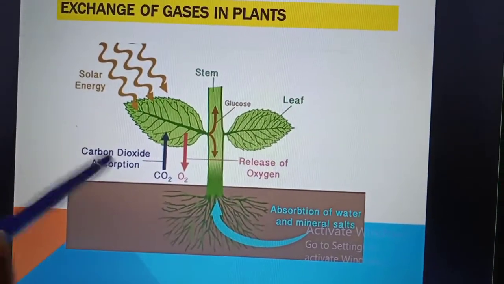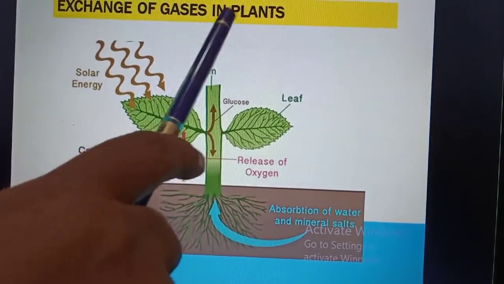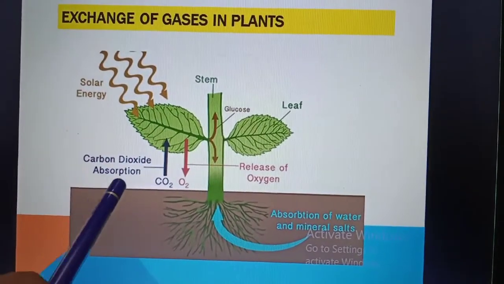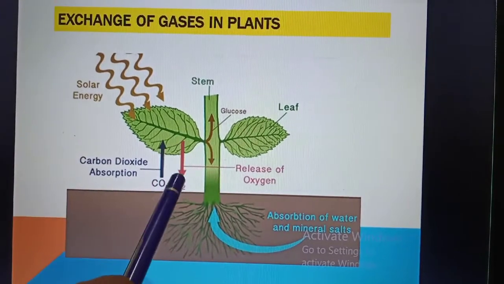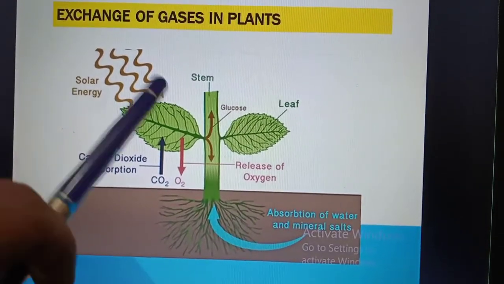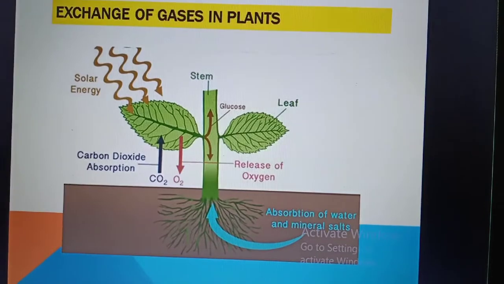Here this is the diagrammatic representation of exchange of gases in plants. That is, carbon dioxide is absorbed and oxygen is released. Exchange of gases takes place.